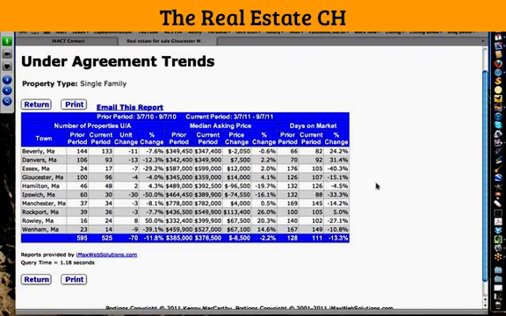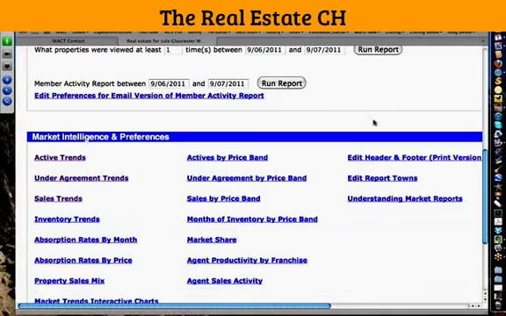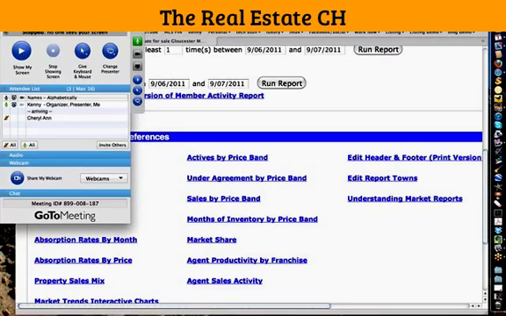So these are really important numbers to show your potential seller clients as well as your buyer clients, because with your buyers you'll boost your credibility immensely when you go over these reports with them. It will show that you really know the market. You know what's happening out there. So these are, again, the active, under agreement, and sales trends. And I present these reports in the order in which I just did to you. I present them active, sold, and under agreement. That's how I present them. So I hope that is clear.